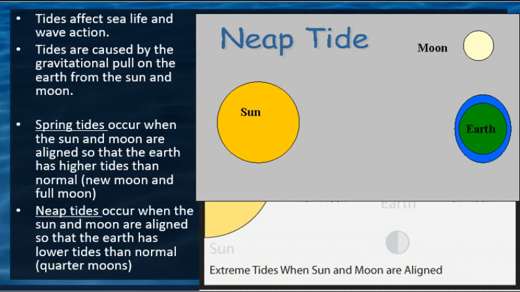Here's that other picture showing that the tide isn't quite as big here on our neap tide.